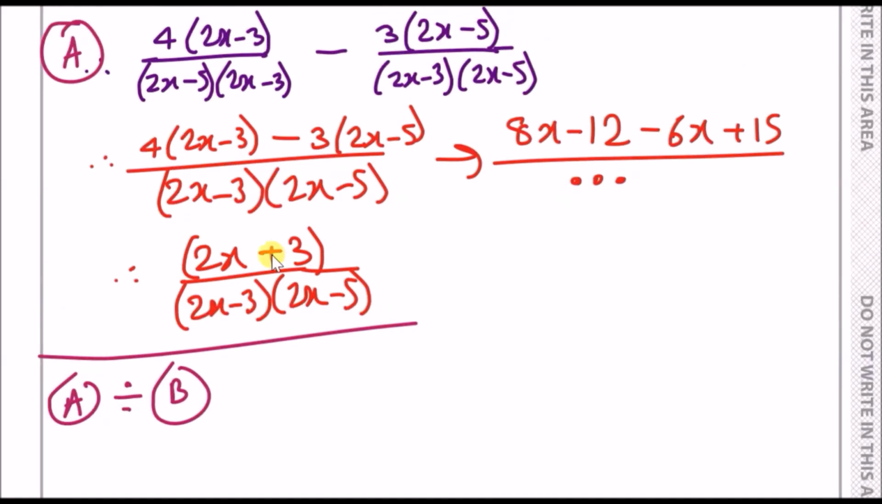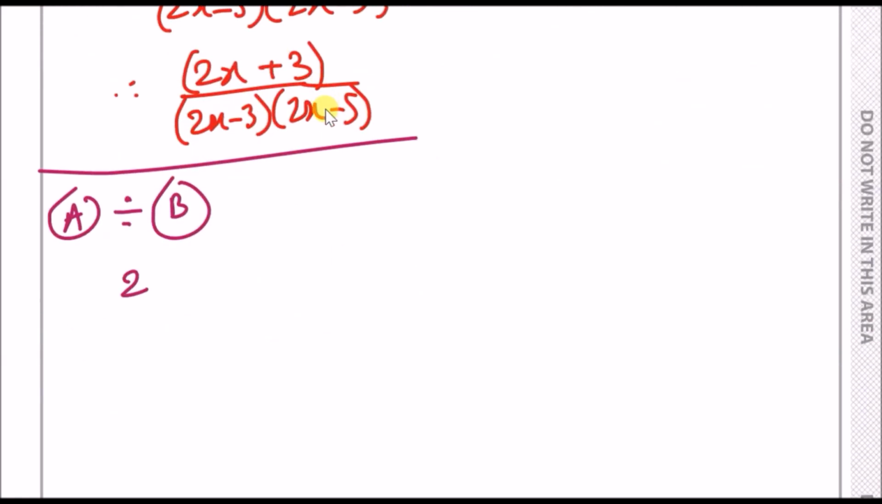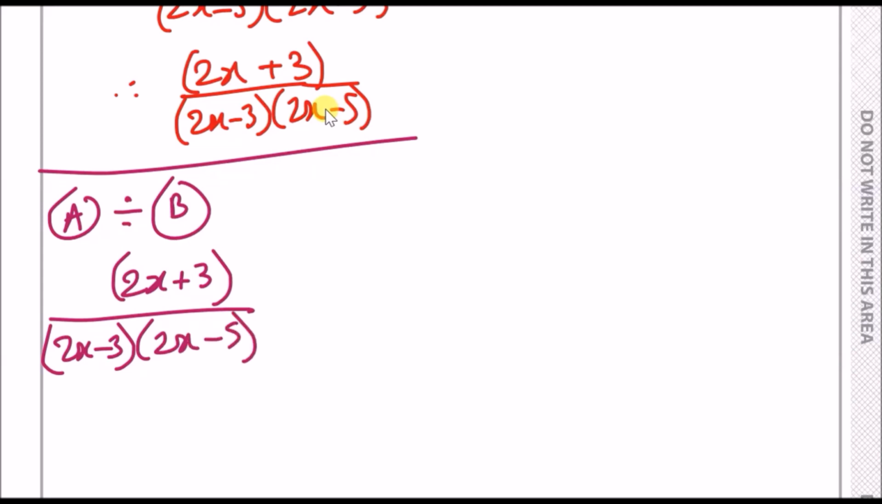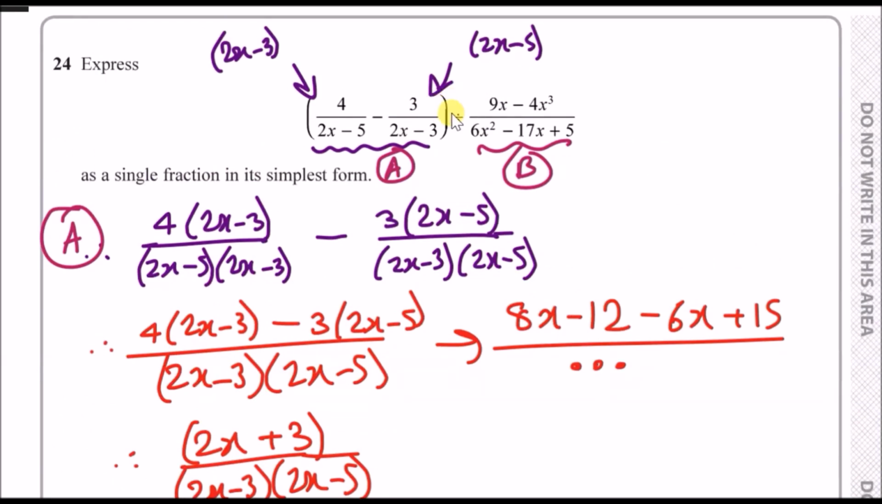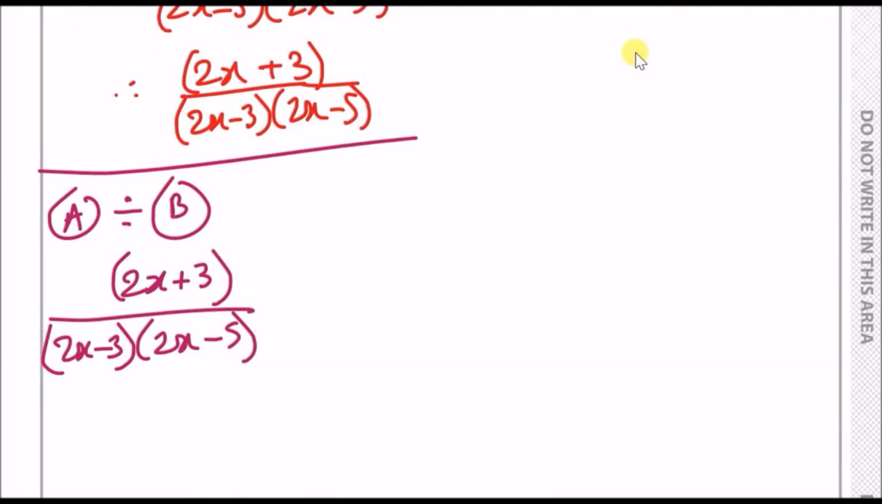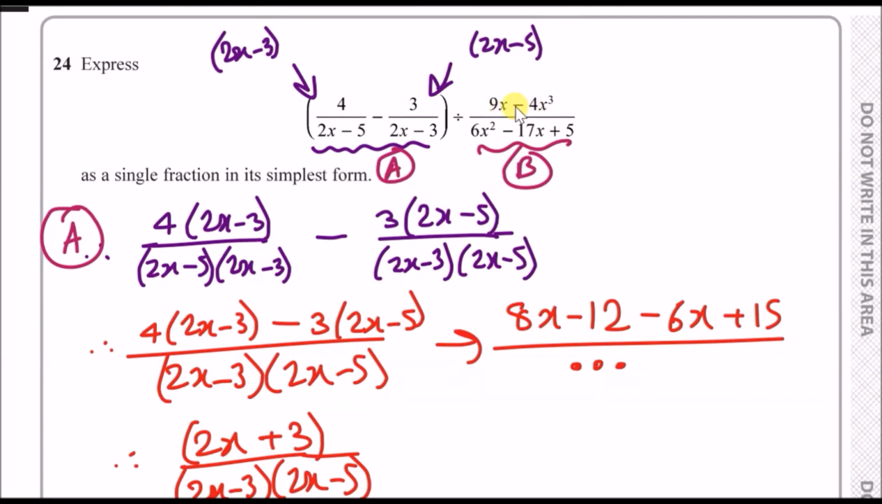So that's telling us now that we've got our original fraction, which we just did, 2x plus 3 over 2x minus 3 and 2x minus 5. Now, when you divide a fraction, guys, yeah, we always have to remember that we have the KFC method, which is to keep the first fraction, flip the second, and change the sign, yeah? So always flip this fraction, change the sign. So doing this upside down, we're going to have a times, and then 6x squared minus 17x plus 5 all over 9x minus 4x cubed.